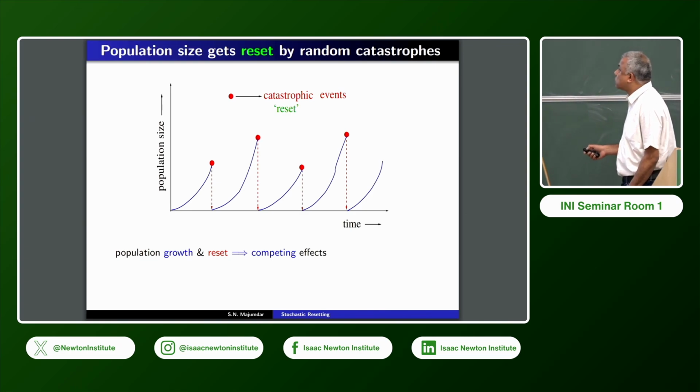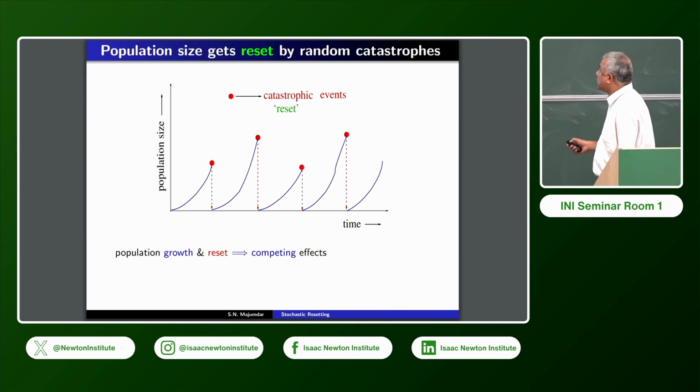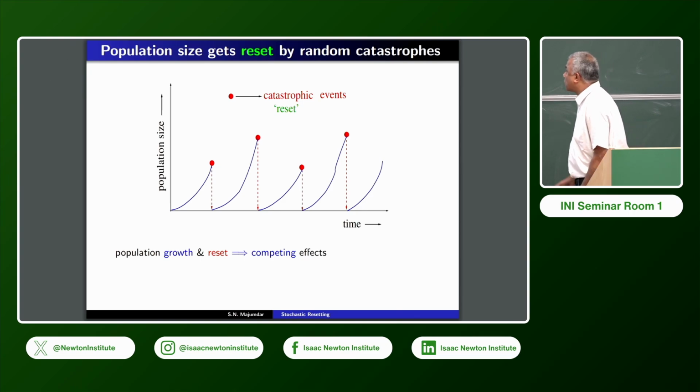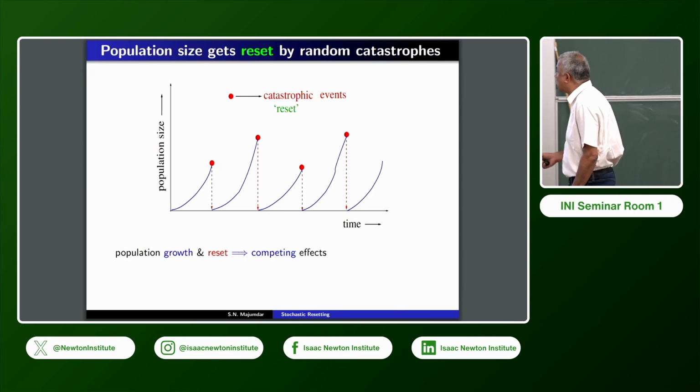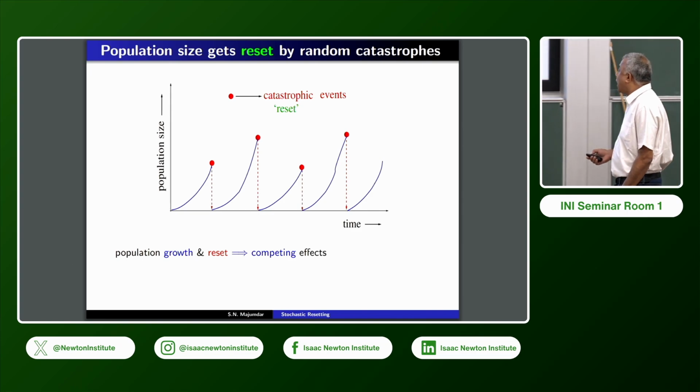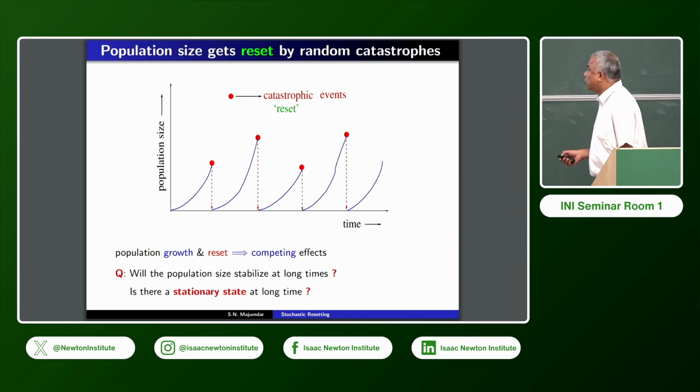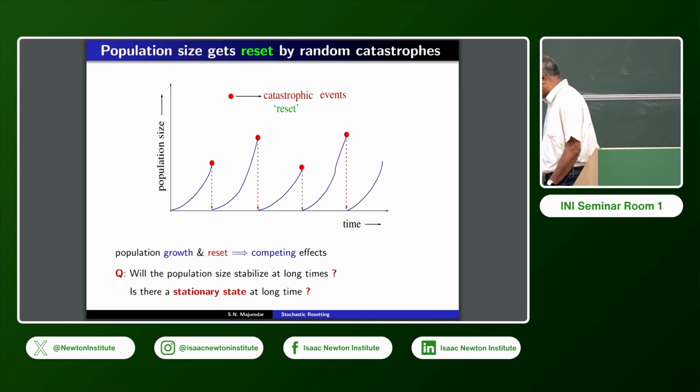These reset events occur at random times. So in that sense, this is a stochastic resetting. And then again, it grows. Then again, at some random time, some catastrophic event happens, and it comes down, and so on. There are two competing effects, population growth and resetting. So one of the questions here is: will the population size stabilize at long times? Is there any stationary state if I look at the distribution of the population? And if so, how do we characterize such a stationary state?